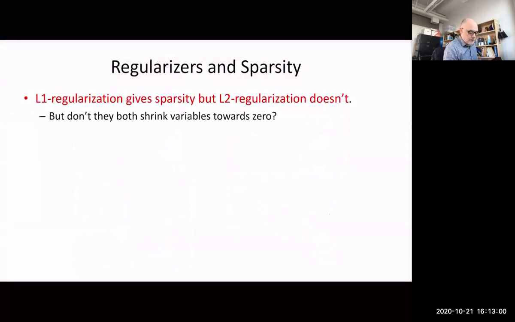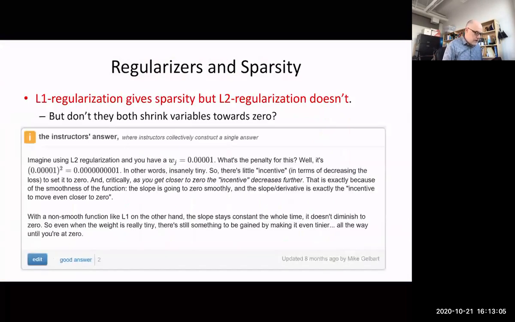So, L1 regularization gets sparsity, but L2 regularization doesn't. What's the deal? Don't they both shrink variables towards zero? And what I just gave you is kind of the fundamental intuition, right? So if you're using L2 regularization and you have some parameter that's small, the penalty in an L2 sense is something like that squared. So it's really, really small. So there's very little incentive or gradient signal in terms of decreasing the loss to set it to zero. And critically, as you get closer to zero, the incentive decreases further. Like the loss term that you're trying to learn from gets smaller because of the squared thing.